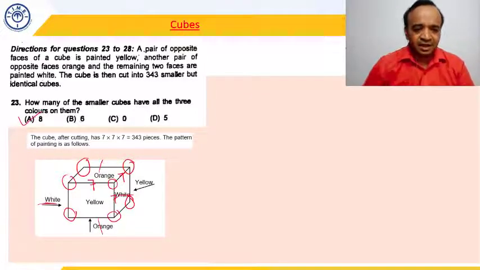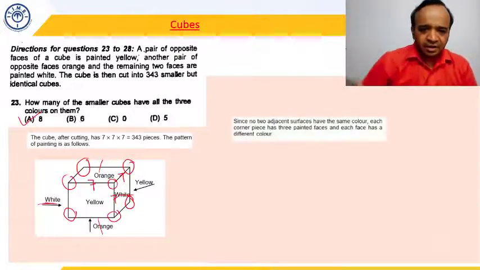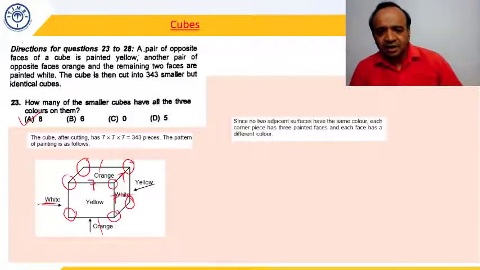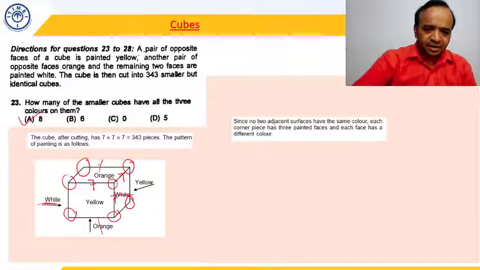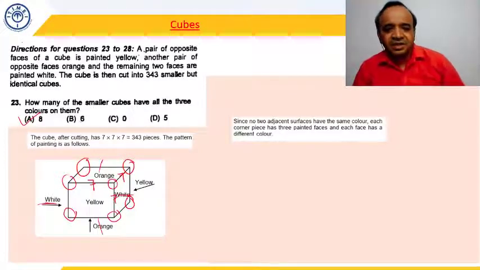Answer choice we have is A. Let's look at the solution. I repeat here, it is given that since no two adjacent surfaces have the same color, each corner piece has three painted faces. That's what I have discussed just now, that if I talk about this vertex, all the vertices have three different colors available. Why?